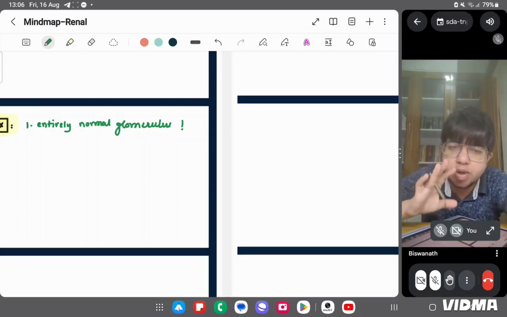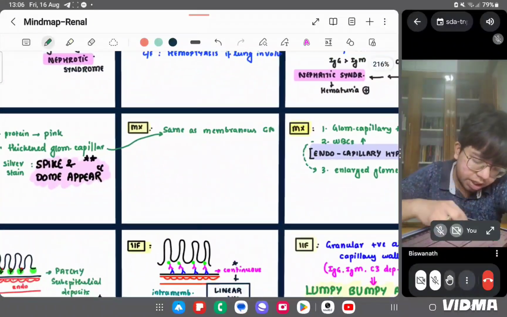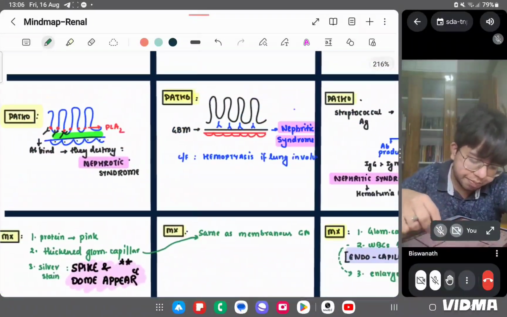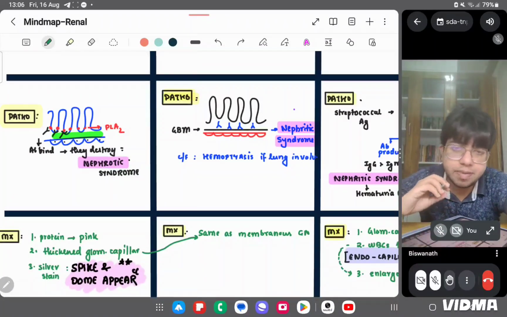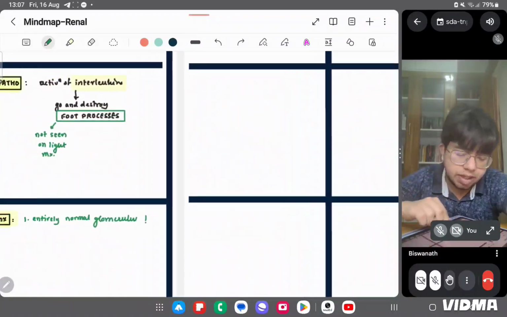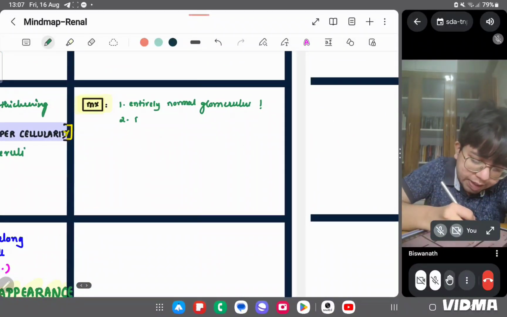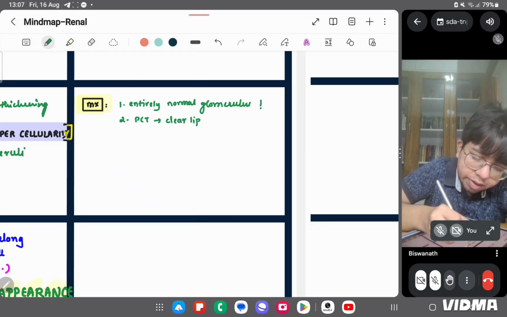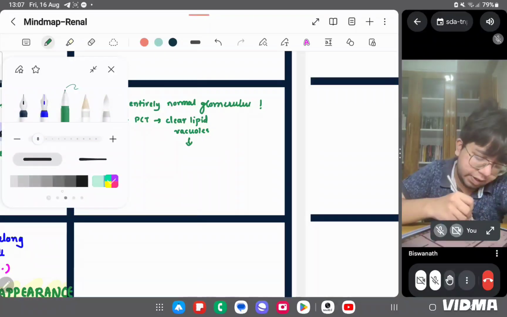It is seen in almost every nephrotic syndrome. So here also you would have seen lipoid nephrosis, as it was also a nephrotic syndrome. So let me state here only in microscopy: the PCT will show clear lipid vacuoles, and this is called lipoid nephrosis.